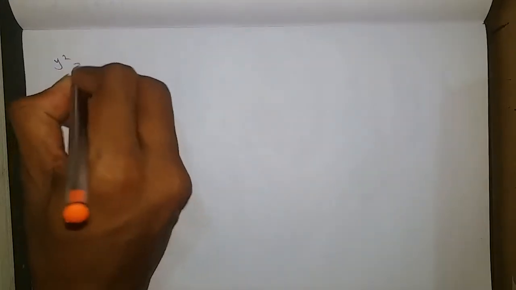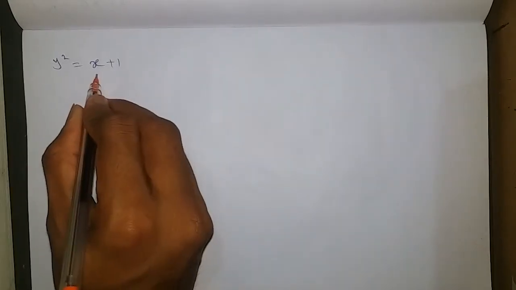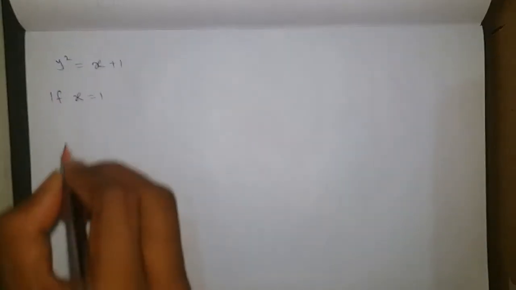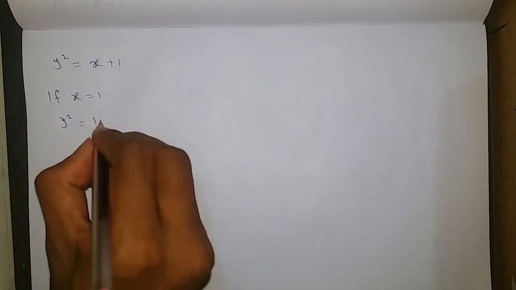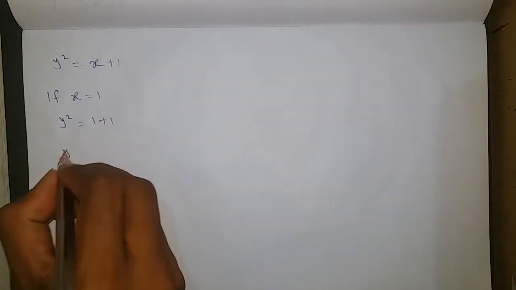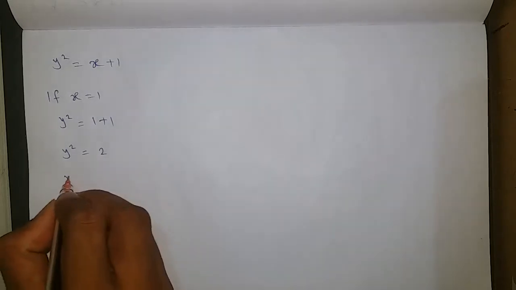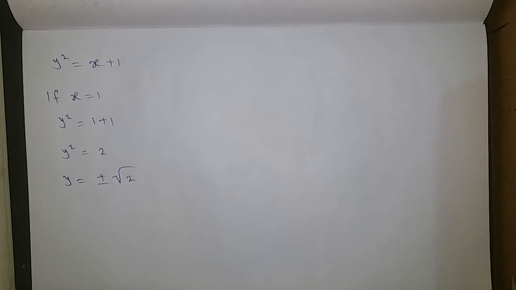Okay, let us take one more example. y square is equal to x plus 1. Now in the place of x I am substituting 1. If x is equal to 1, y square is equal to 1 plus 1, 2. Then y is equal to plus or minus root 2.